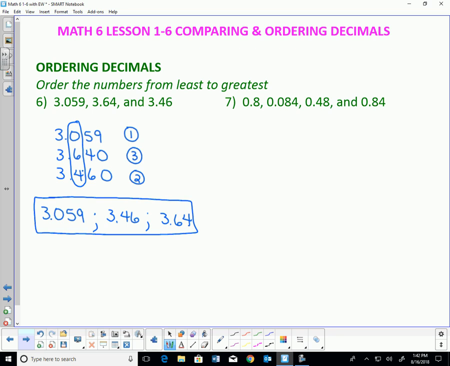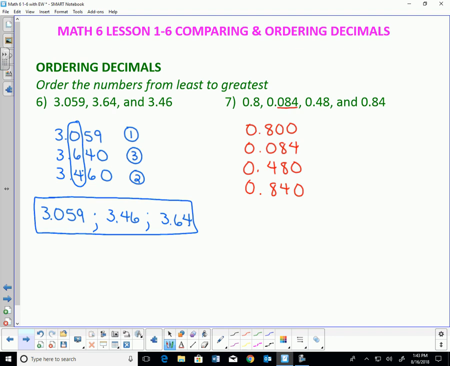This next problem, we're going to do the same thing. So I'm going to take my numbers, 0.8. I know I'm going to need to have at least 2 zeros because I have 3 digits here. So I'm going to have 0.084, 0.48, annex a 0, and 0.84, annex a 0.